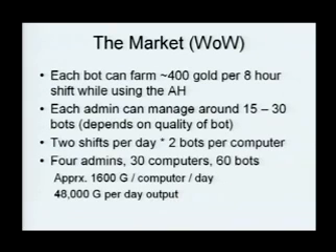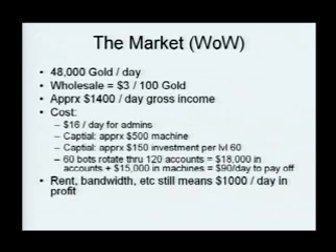4 admins, 30 computers, 60 bots, that's 1,600 gold per day per computer. That means that your farming operation on 30 computers is generating 48,000 WoW gold per day output. That is a standard, and that's normal. Wholesale that for $3 for every 100 gold. That's approximately $1,400 a day in gross income. You pay your expenses. You can see I have a little breakout there, rent, bandwidth, etc. Assume basically you got $1,000 a day in profit. Times that by 365, and now you know how you're making $365,000 a year farming gold in WoW.